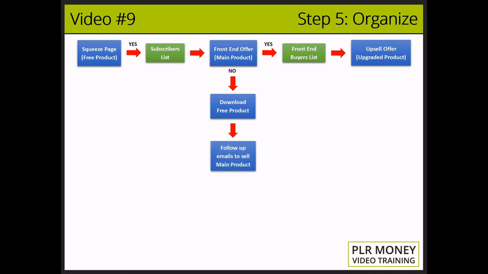Here, your potential customer will keep receiving emails offering your main product, so he can buy it once he is ready or interested in doing it. Going back to the upsell offer, here your front-end buyer has two options again.